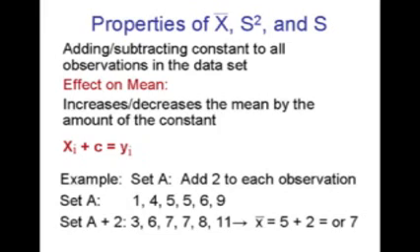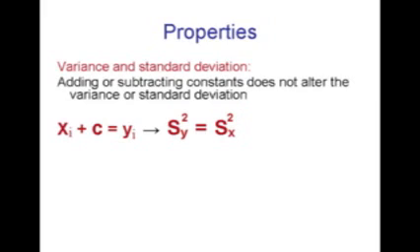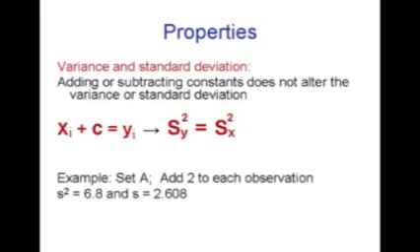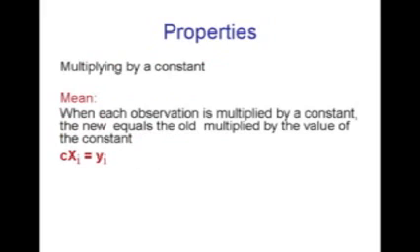To take set A as an example, we simply add 2 to each observation and recalculate the mean. The new mean is 7, which is the same as 5 plus 2. Unlike the mean, adding or subtracting constants does not alter the variance or standard deviation. The standard deviation is not affected by adding or subtracting constants. If you recalculate the variance and standard deviation of set A, the variance is still 6.8 and the standard deviation is still 2.608.